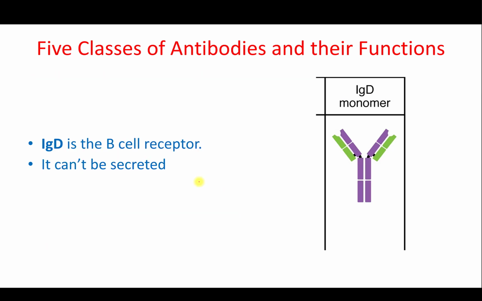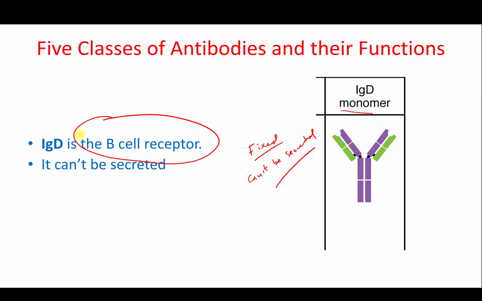Then the last one is IgD. Also a monomer, but the thing about IgD is that it's fixed. It cannot be secreted. All of the other four can be secreted. This one cannot be secreted, and therefore we'll call it the B cell receptor. It will remain always on the surface of the B cell.